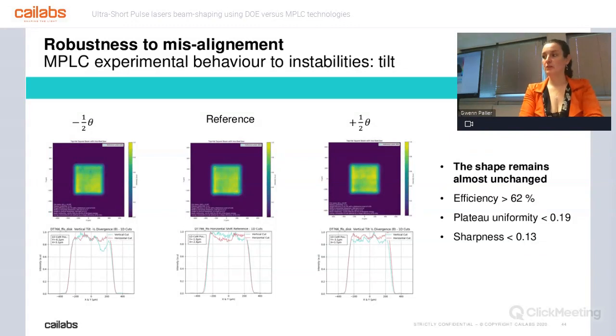So now we will be looking at the tilt. So we will again be looking at huge tilt, half of the divergence in one direction or the other. And you see that we do preserve a very nice shape over that very big range. The efficiency stays very high. The uniformity is actually a little bit degraded, but it's still pretty good. And we have a very good sharpness.